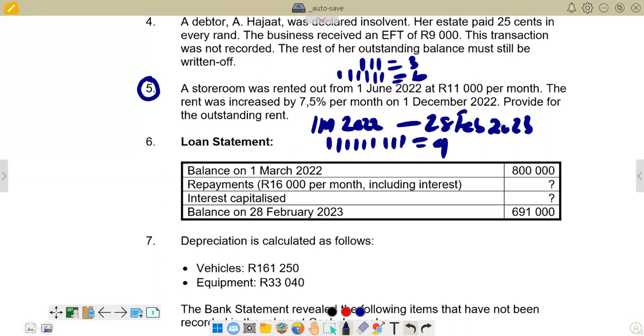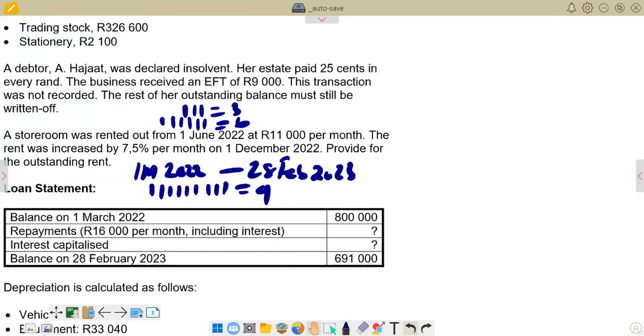So we are just going to formulate a formula so that we get the total rent that was supposed to be received. Then we compare with the figure that we are given in the list of balances. Then we can identify whether there was a receipt of rent in advance or it was an accrual of rent income. So we can just come here and say before it was increased, we've got 6 months and we are receiving 11,000 per month. So we are going to say 6 times 11,000. Then we get the total before it was increased.